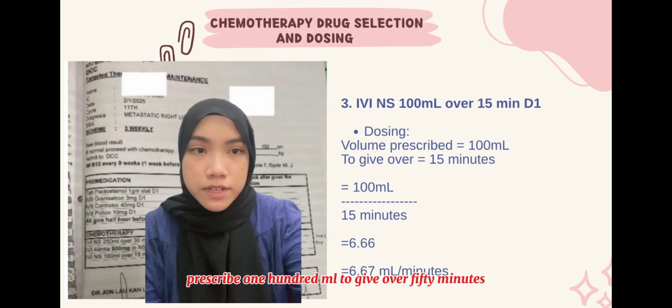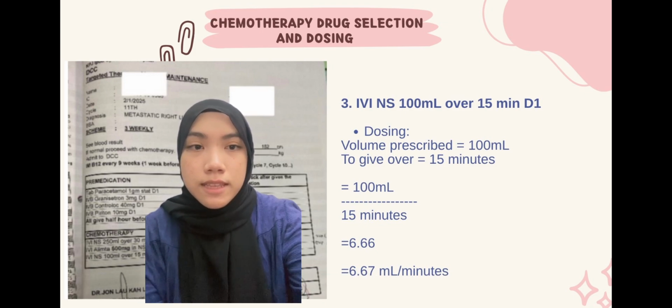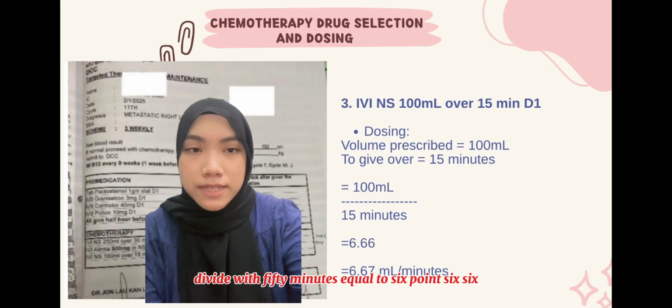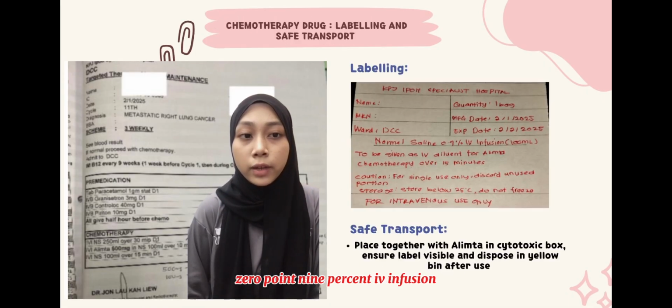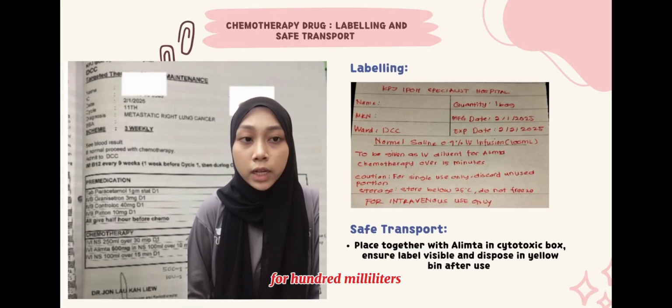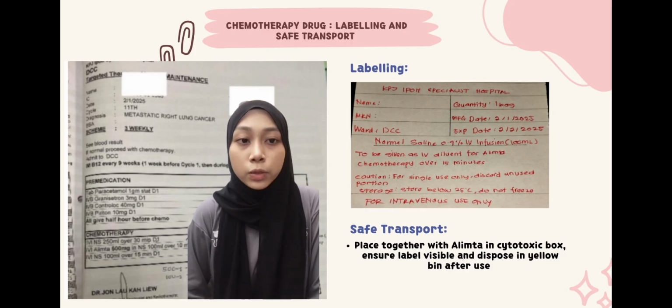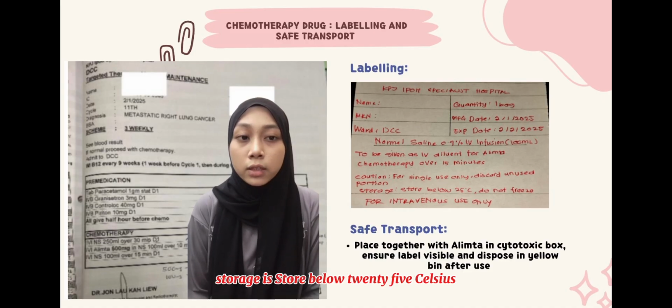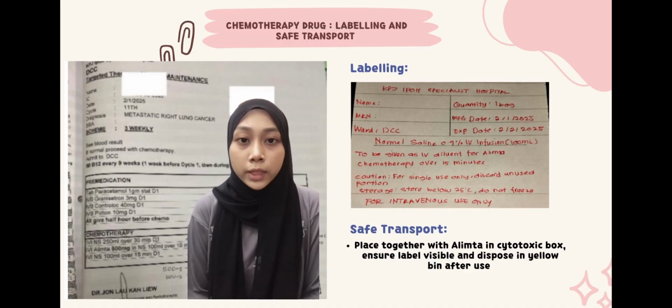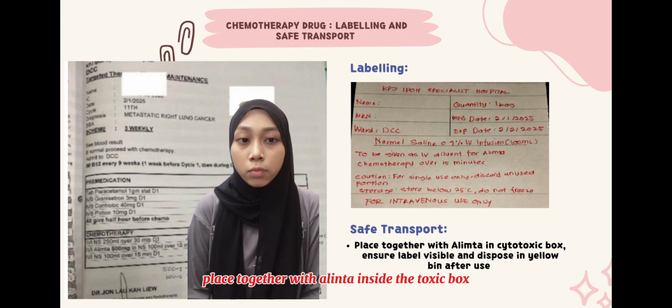Dosing: volume prescribed 100 ml to give over 50 minutes. So 100 ml divided by 50 minutes equals 6.66 or 6.67 ml per minute. Next is labeling for normal saline 0.9% IV infusion for 100 ml. The quantity is 1 bag, to be given as IV diluent for Alimta chemotherapy over 50 minutes. Caution: single use only, discard unused portion. Storage is store below 25 Celsius and do not freeze. This medicine is for intravenous use only. Safe transport: placed together with Alimta in the cytotoxic box, ensure label visible and dispose in yellow bin after use.